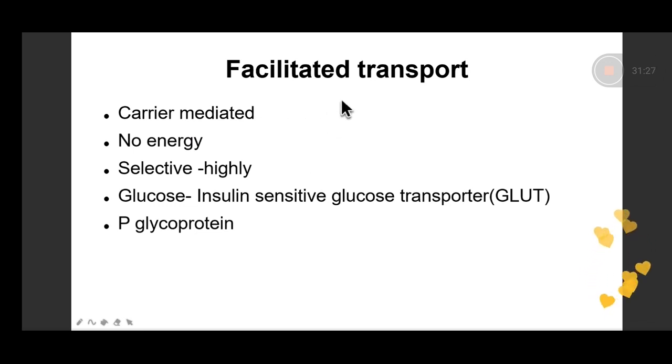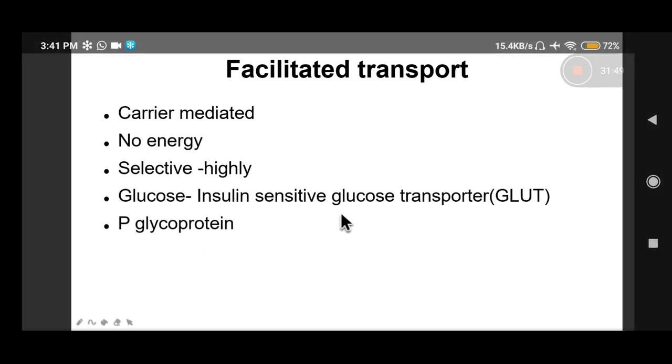The third transport is facilitated transport. It is carrier mediated transport, which is a specific transporter. No energy is needed for this. It is highly selective and can be inhibited by drugs. An example of facilitated transport is for glucose, the insulin sensitive glucose transporter.